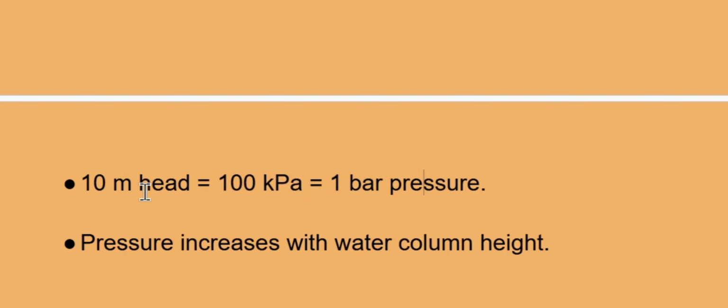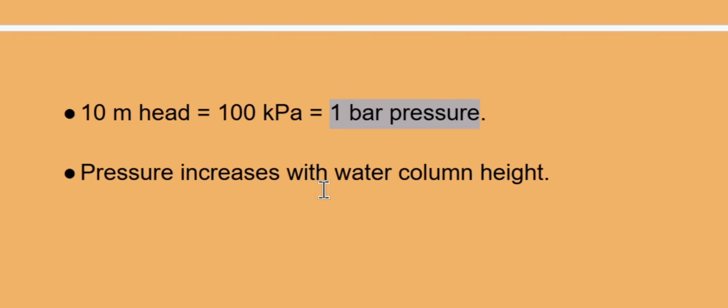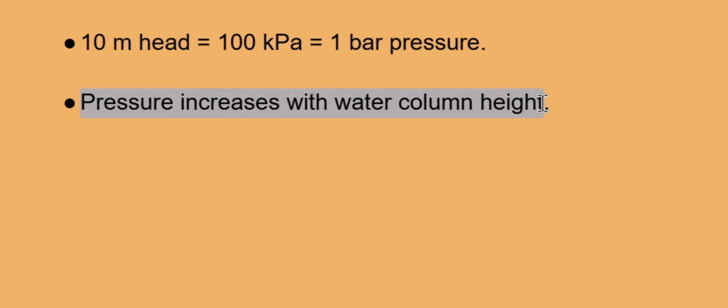So the main thing you want to remember here is that every 10 meters of head, and head here just means height, the height between the water cistern, the place where you store the water, and the tap. So let's say you've got a tap on the ground floor and it's 10 meters up to the attic where the water is stored, then you'll have 1 bar of pressure, right? So the higher the head, the more bars of pressure you'll get. 20 meters will be 2 bars, 30 meters, 3 bars, and so on. So pressure increases with water column height.